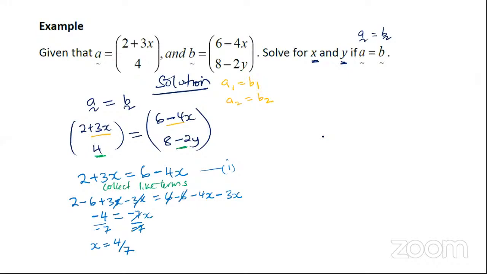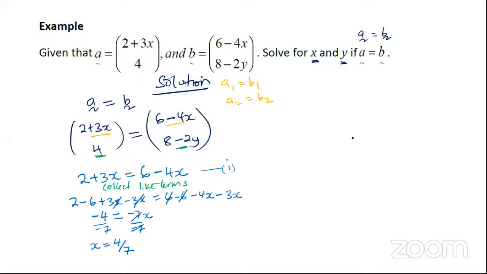Yes, Kauma. Teacher, I'm stuck from the beginning. You can't be stuck from the beginning. Where is the beginning? Where we started collecting the like terms. Okay, now that's not the beginning. Okay, I'll repeat that. Daphne, where are you stuck from?